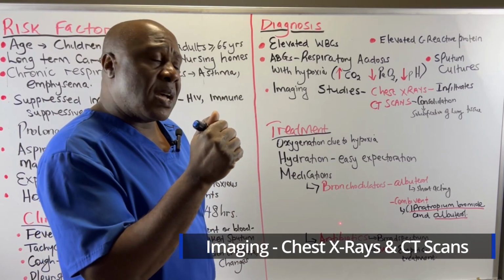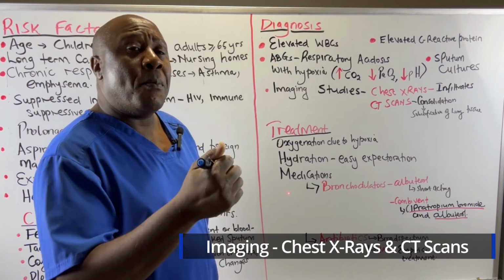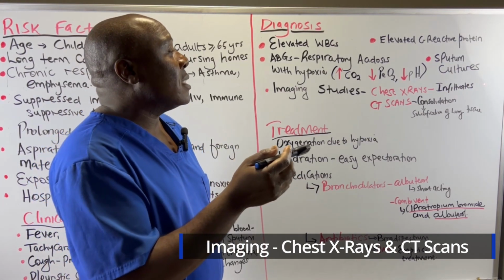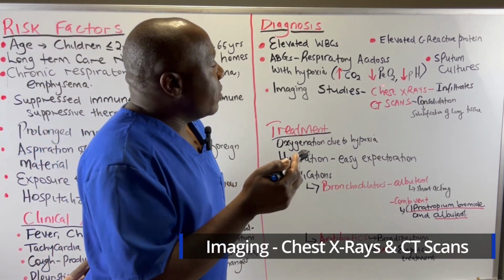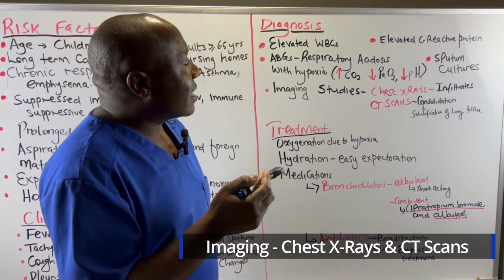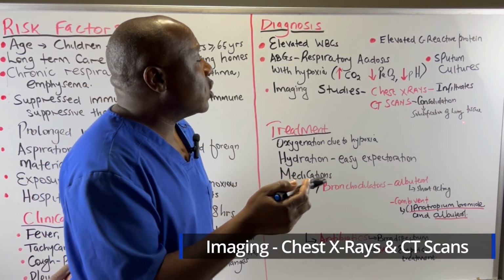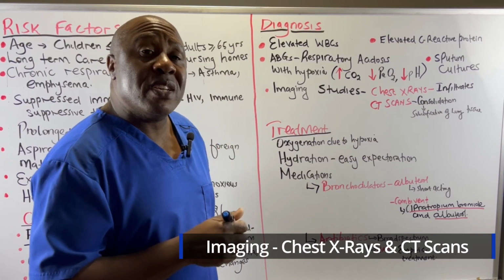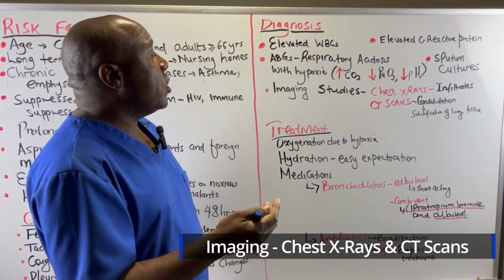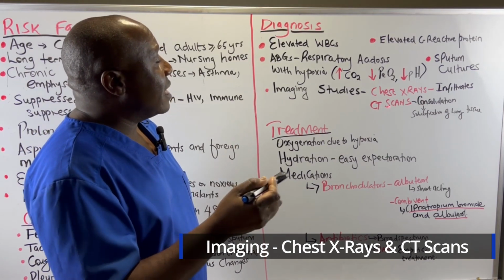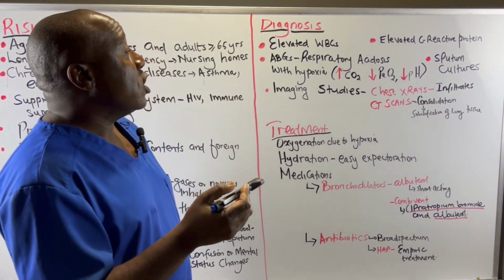So substances like fluid or pus or blood in our lungs will be shown as infiltrates on this particular chest x-ray. Then you also have CT scans. And CT scans are going to show consolidation or solidification of lung tissue because of the presence of those exudates or pus or any fluid in our lung. So these imaging studies like chest x-ray and CT scans can be used to diagnose pneumonia.